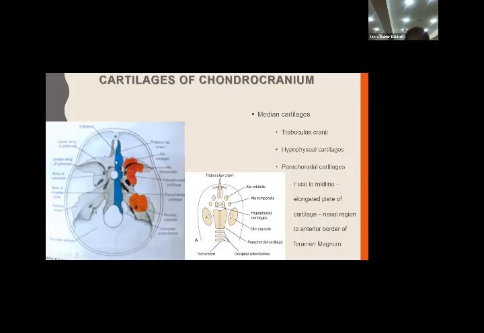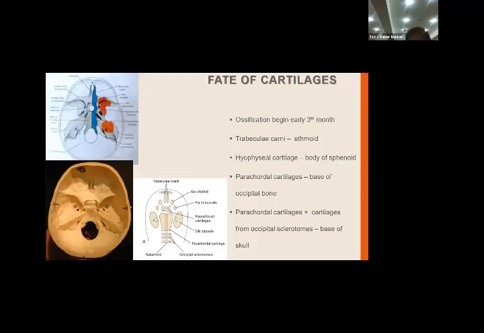cartilages. अब ये नोट कर लीजिए कि this long plate of cartilages जो है ये start करता है from the region of the nose and runs back to the foramen magnum. ये foramen magnum है ना, so starting from the nasal region से start होके they run in the midline and go as far as the anterior border of the foramen magnum. Okay, अब इनका फेट क्या है एक एक करके डिस्कस कर लेते हैं.